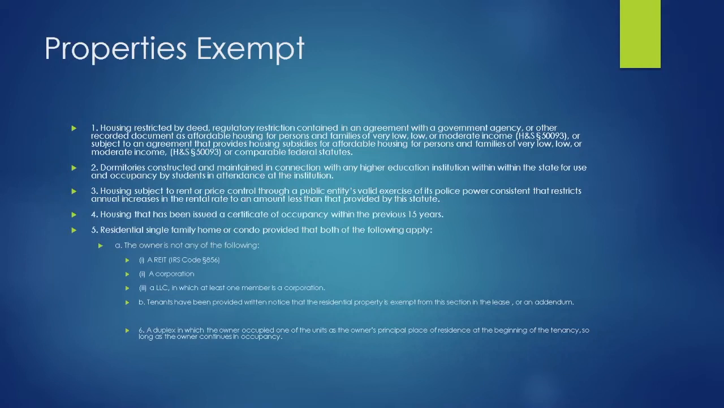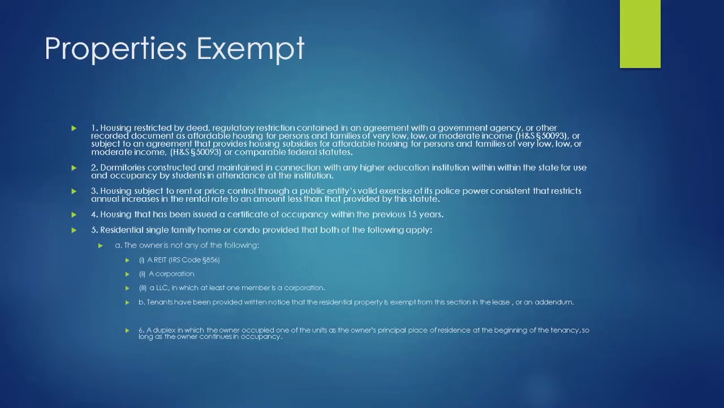Number 4 is housing that has been issued a certificate of occupancy within the previous 15 years, exactly the same as the previous just cause. Number 5, residential single-family home or condo, providing that both of the following apply. The owner is not any of the following: a REIT, a corporation, an LLC in which at least one member is a corporation. Or B, tenants have been provided written notice that the residential property is exempt from the section in the lease or an addendum.